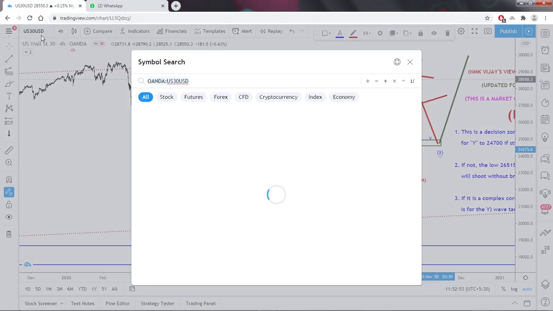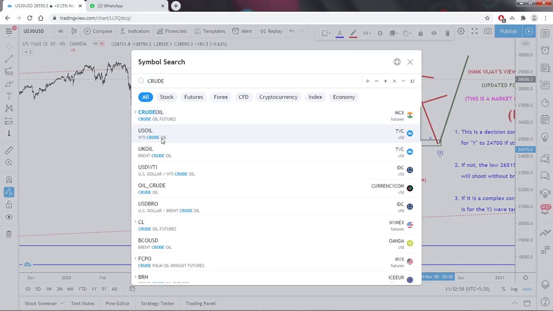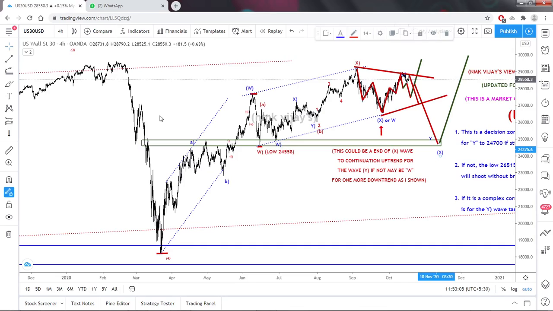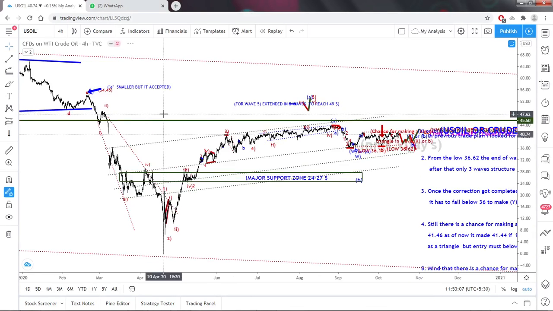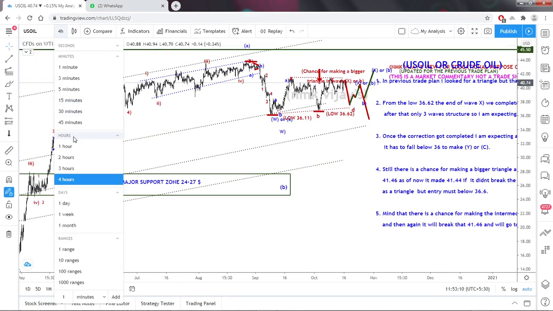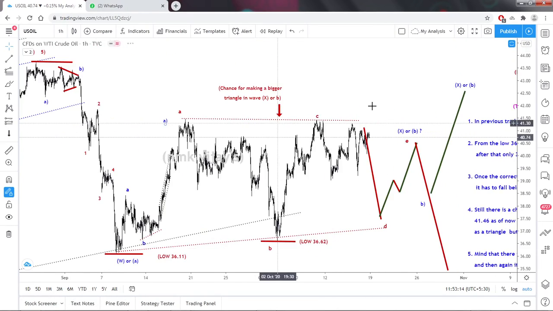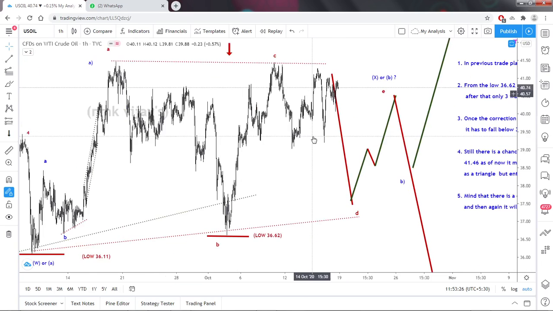So let's move on to crude. Crude, what I did is US oil. That day itself I explained that around 42.46 is the high, sorry, 41.46 is the high. Here it made only 41.44, and I have explained that also.